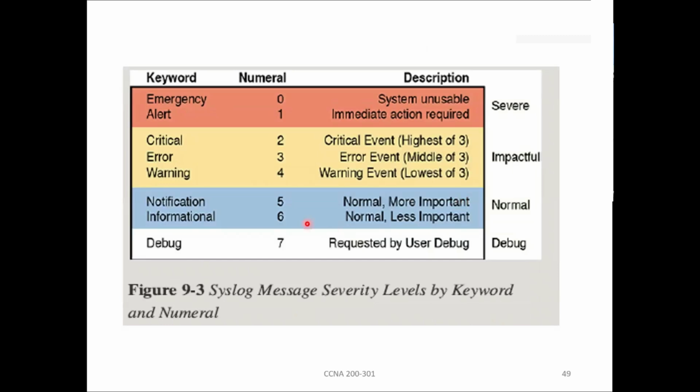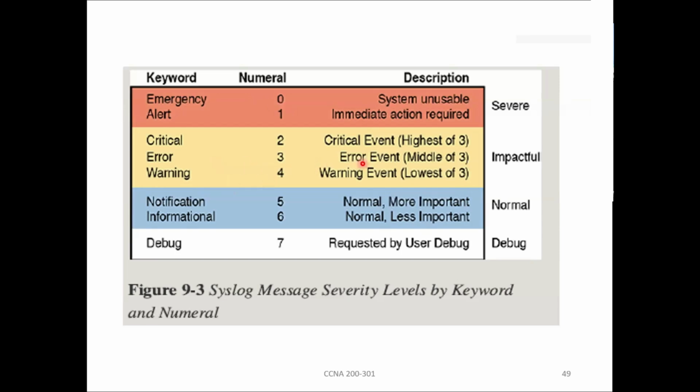In Syslog, there are some important things. Let's say we have emergency: numeral 0, system unusable. That means the system is unusable, then it's showing emergency. Alert: this is the severity level 1, immediate action required. Critical is number 2, a critical event. From these three, critical, error and warning, we have like three sections.